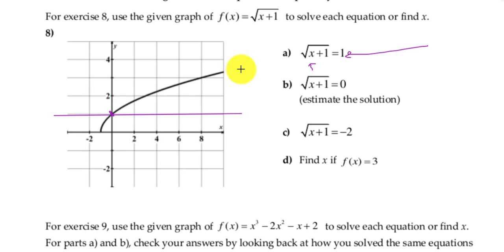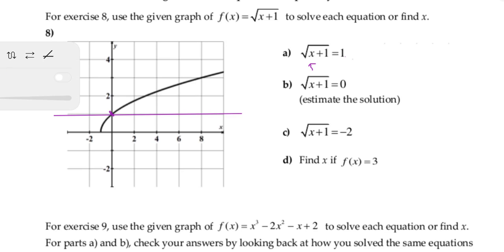So for letter A, let's see if I can erase this. I got a little crazy here. Erase. Ooh, didn't want to do that. Let's try something else. Here we go. That's better. Ooh, even that was too much. Let's try one more time. All right, there we go.